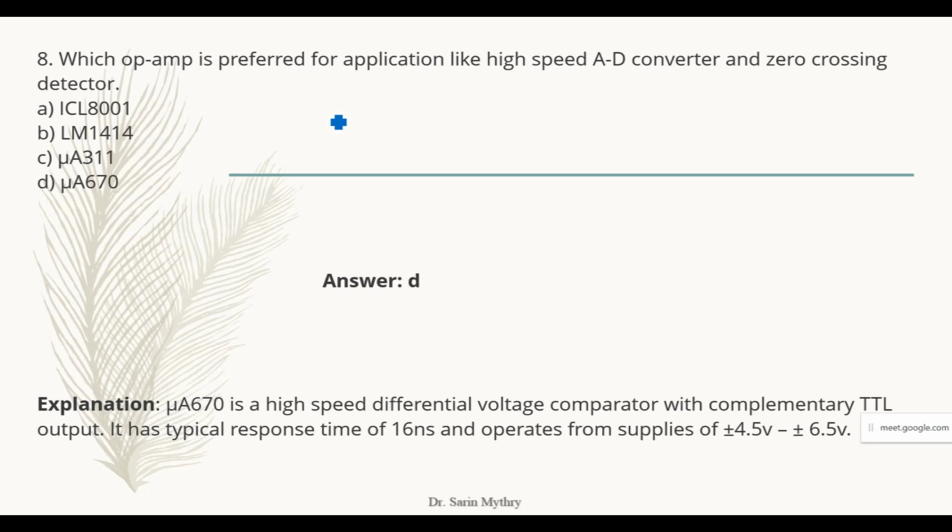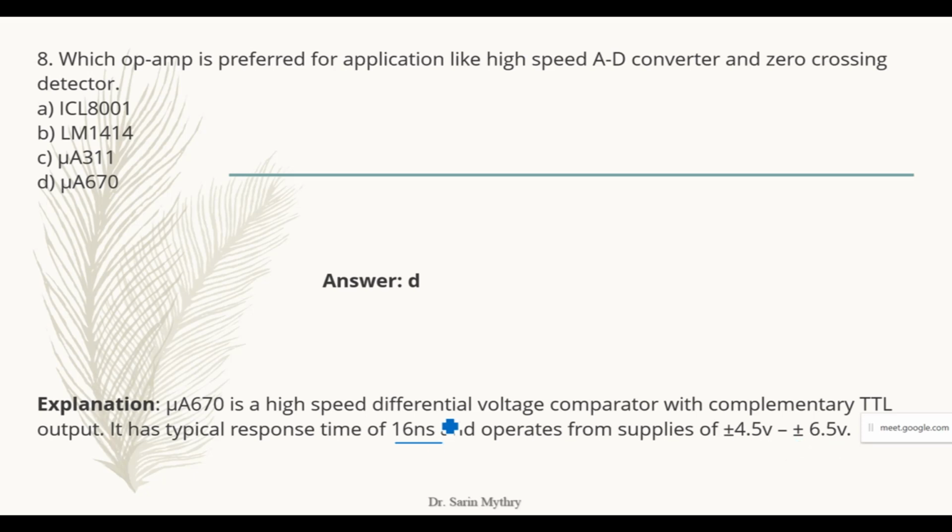Next one: which op amp is preferred for applications like a high speed A to D converter and zero crossing detector? We have studied this already in the class. Among the four options, the 670 is a high speed differential voltage comparator with TTL logic, transistor logic. It has been designed with a typical response time of 60 nanoseconds and operates from plus or minus 4.5 to plus or minus 6.5 volts.